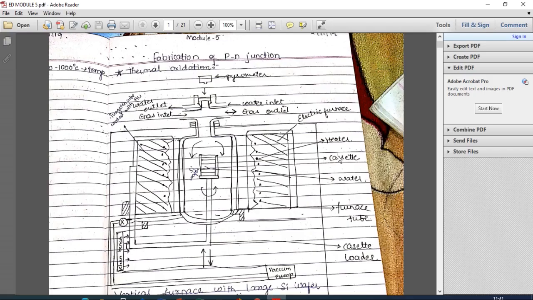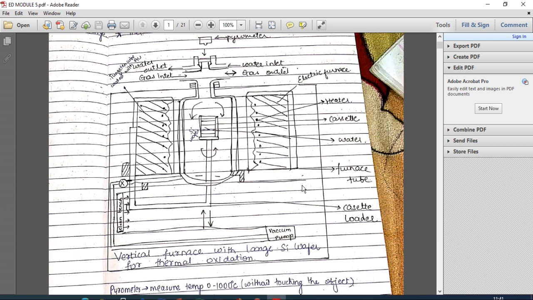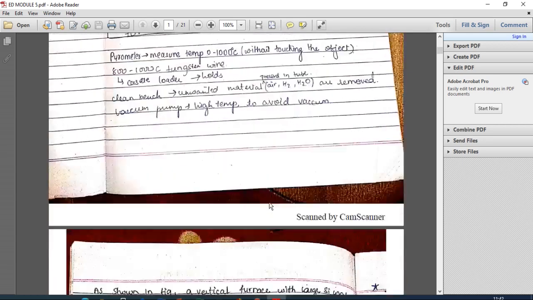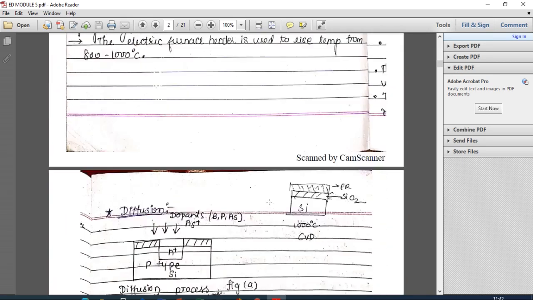In the previous class, I discussed the vertical furnace used to perform thermal oxidation. In this we placed a silicon wafer and sent a gas or water vapor to carry out the oxidation process. Once this is done, it forms silicon dioxide layers. We also discussed the materials used in this process. Now in today's class we are going to discuss diffusion.